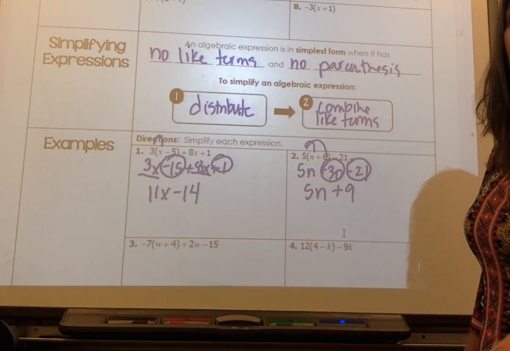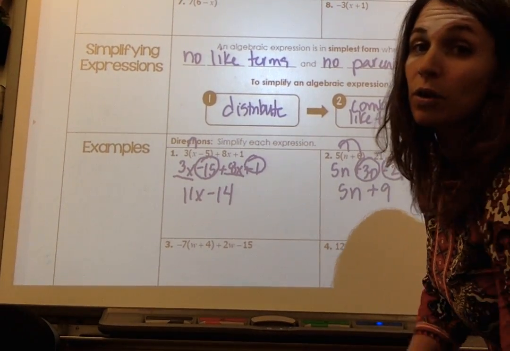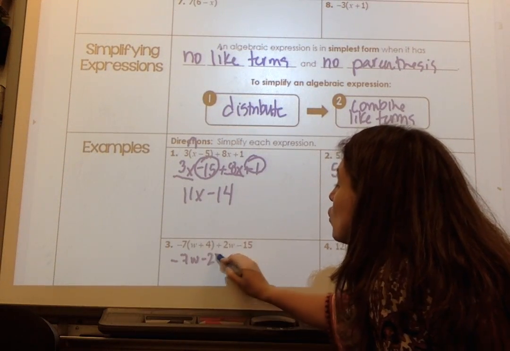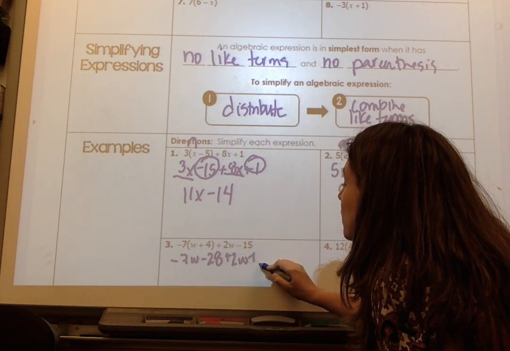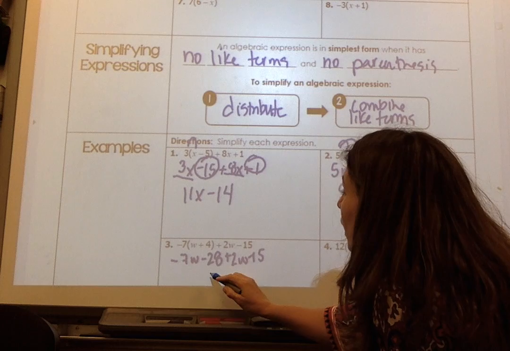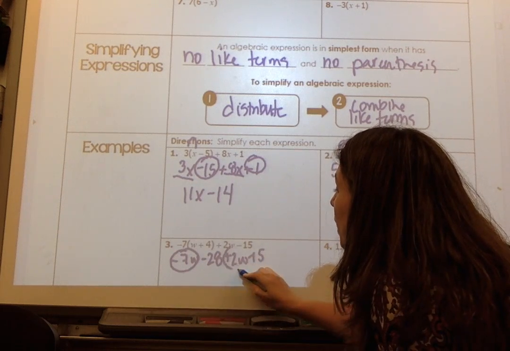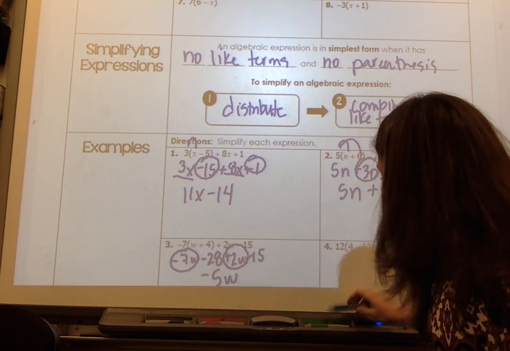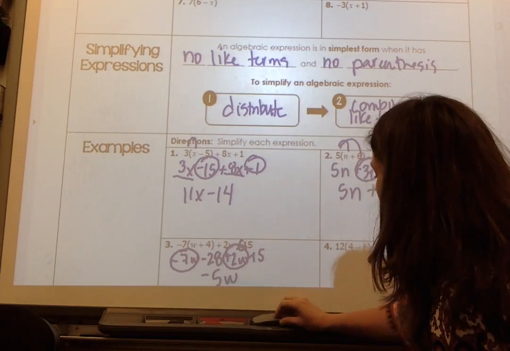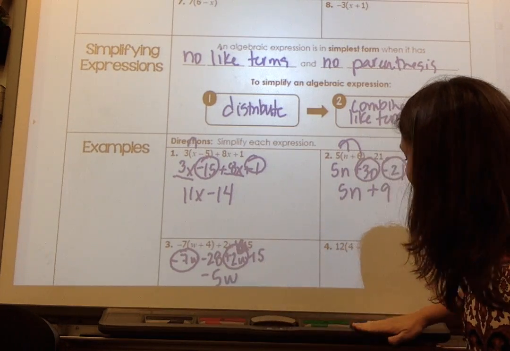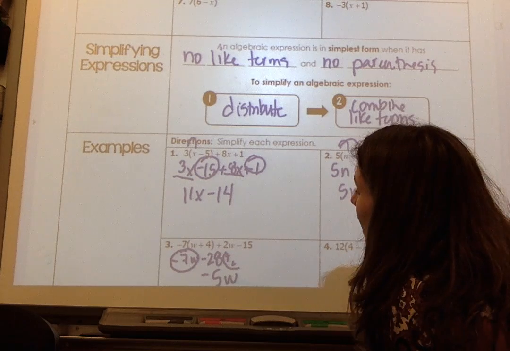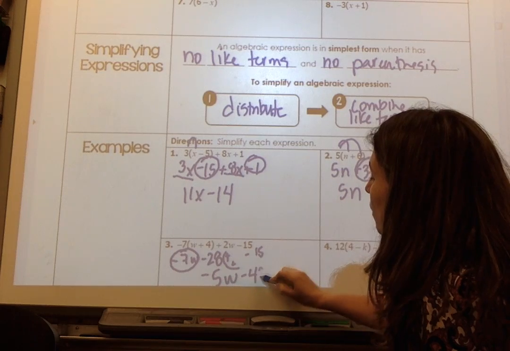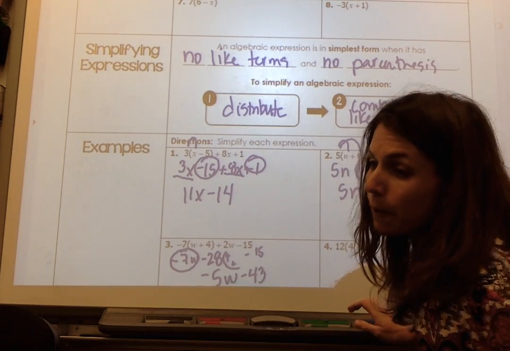Down here on number 3, I'm distributing a negative 7. So be careful when you distribute a negative 7. We get negative 7w minus 28 plus 2w minus 15. When we combine our like terms, we get a negative 7w and a positive 2w, which makes negative 5w. And then I have this negative 28. I can't read my writing here. And of course my board messes up. And a negative 15 over here. So negative 28 and a negative 15 is a negative 43. And so that's my final answer there.